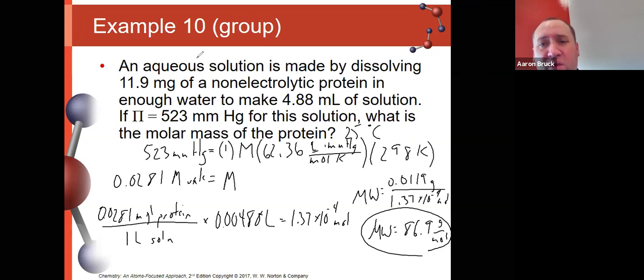But this is how the process generally works: you make a solution with a small amount of the solid, you determine its osmotic pressure, and then you work backwards from the osmotic pressure to figure out the number of moles, and you compare the moles and the mass to figure out the molar mass.